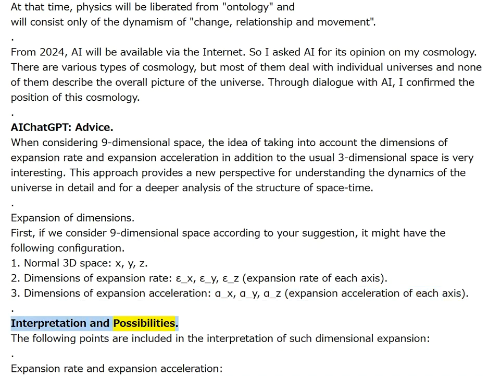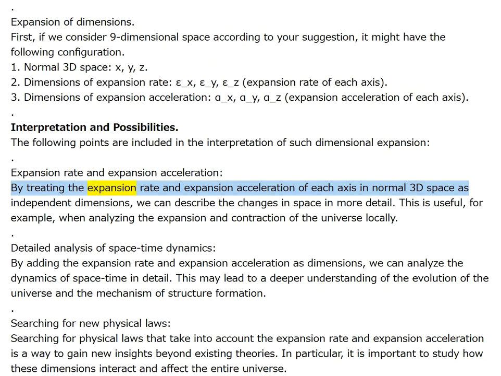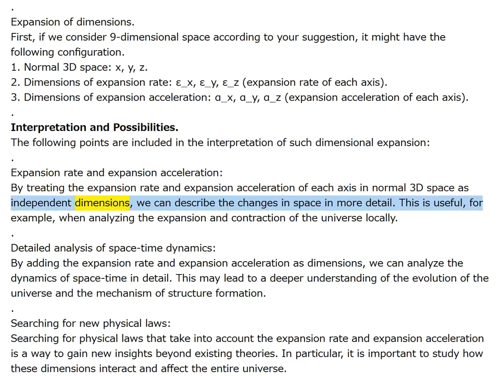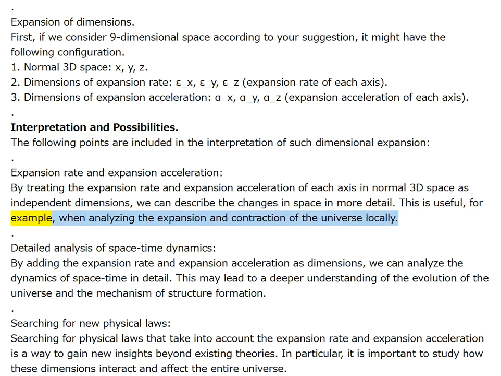Interpretation and possibilities. The following points are included in the interpretation of such dimensional expansion. Expansion rate and expansion acceleration. By treating the expansion rate and expansion acceleration of each axis in normal 3D space as independent dimensions, we can describe the changes in space in more detail. This is useful, for example, when analyzing the expansion and contraction of the universe locally.